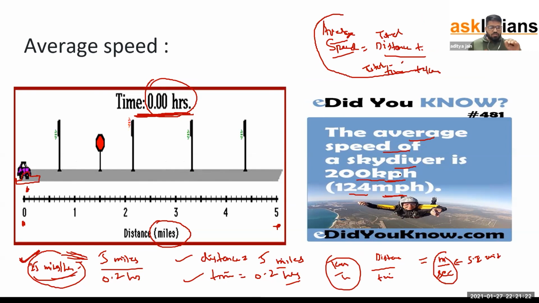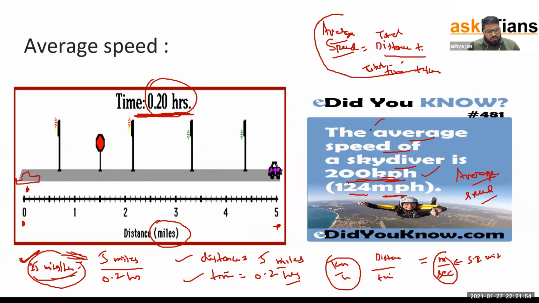Because as soon as he jumps off the plane during skydiving, his speed gradually starts increasing. It isn't that as soon as he jumps off, the speed is 200 kilometers per hour. So what is this 200 kilometers per hour showing? It is showing the average speed of the skydiver: the total distance he has traveled from the jump-off point to the ground, divided by the total time taken during that entire journey. That gives you a speed which is known as average speed.